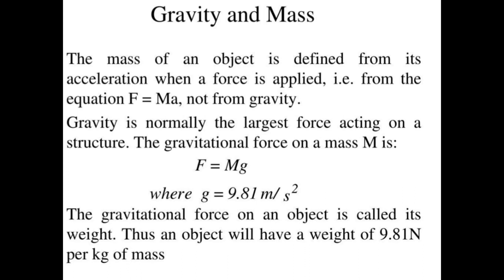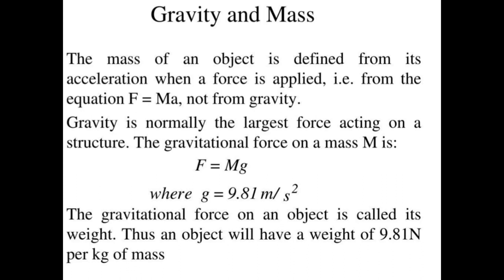The mass of our object is defined depending upon its acceleration when a force is applied. It can be expressed by F = m × a. It's not for gravity, right? Gravity is normally indicated by a force which is acting on a structure. Gravitational force, which is m.